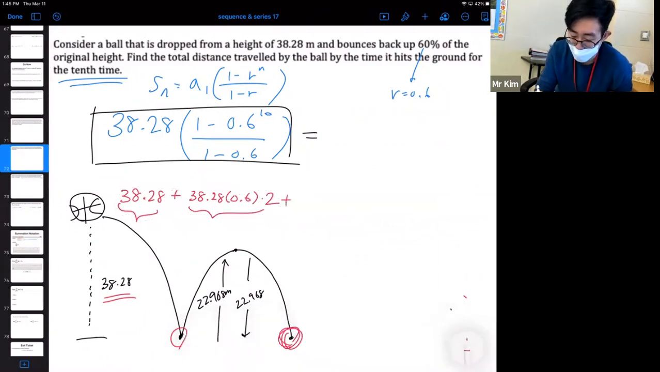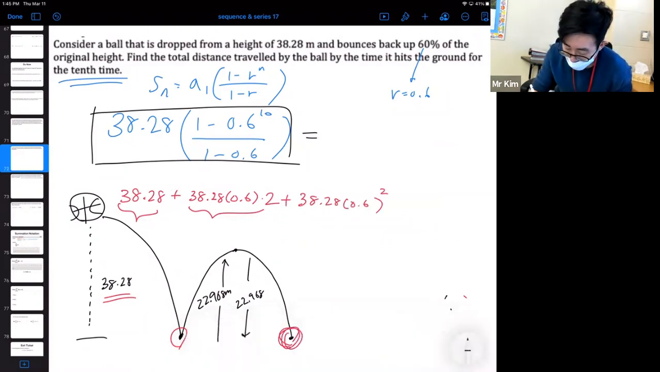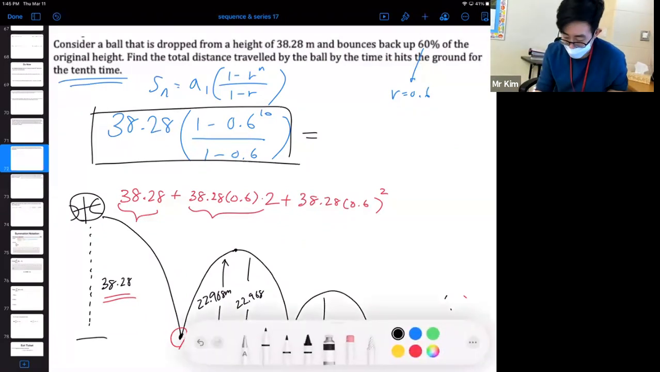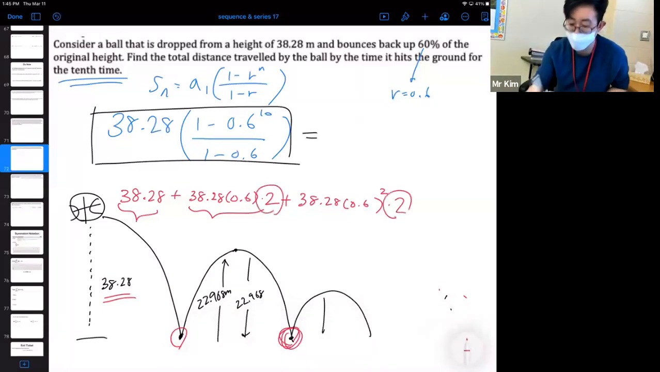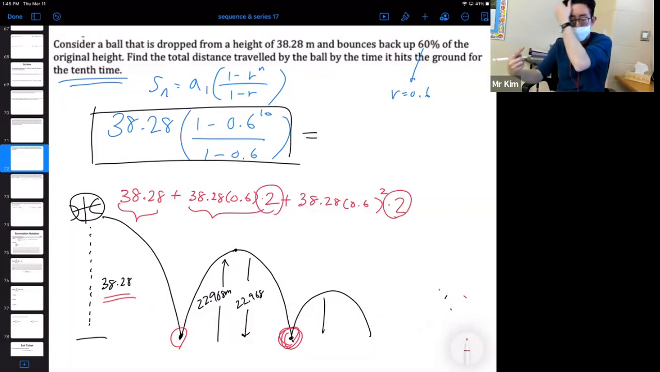The next one obviously is going to be 38.28 times 0.6. And I have to square that because it's going to be 0.6 times another 0.6. It's going to be even smaller than that. But again, what goes up must come down. So that's what this times 2 is all about. So you're adding that on top of everything that you're doing.